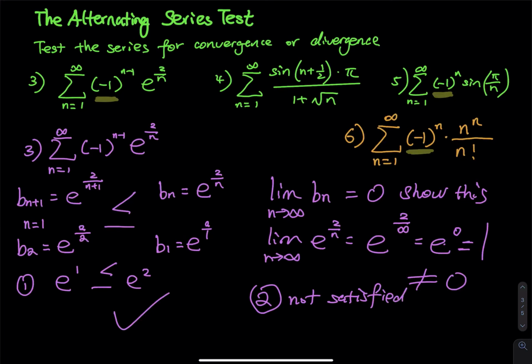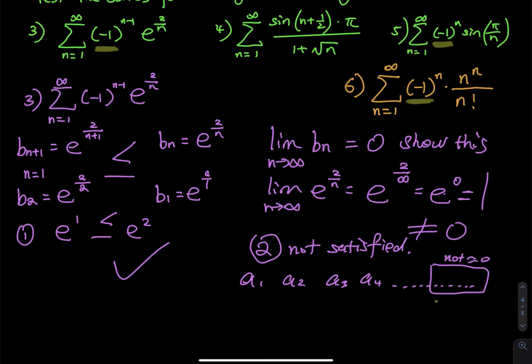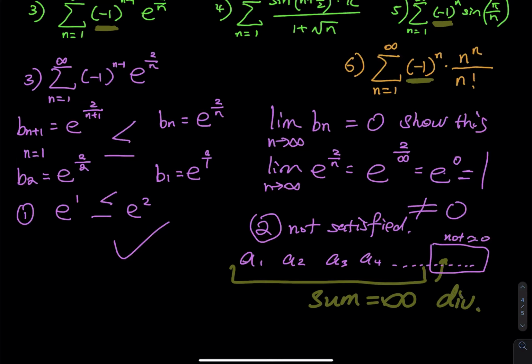Not satisfied. What does that mean? So you are thinking about the alternating series, right? A1, A2, A3, A4. If you look all the way to the right, these terms are not equal to 0. They are not even close to 0. That means when you add them up, the sum is going to be positive infinity, which makes the series divergent. So since number 2 failed, we say that the series is divergent. If either one of these fails, then the whole series is divergent.